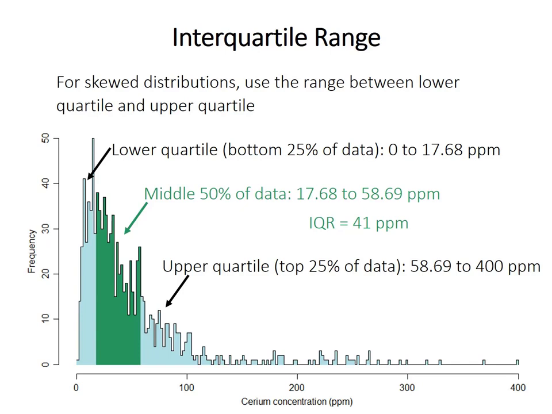Sometimes you see interquartile range given as the actual range, like 17.68 to 58.69. Sometimes you see it just as a single number, which is the difference between those two. You sometimes see those interchangeably, but if you want to report one value for dispersion, you want to report just a single number there.